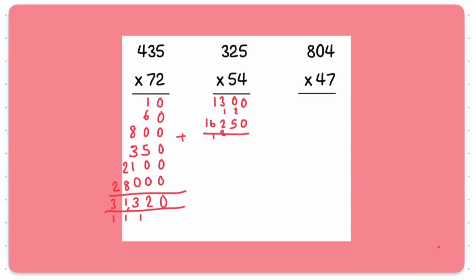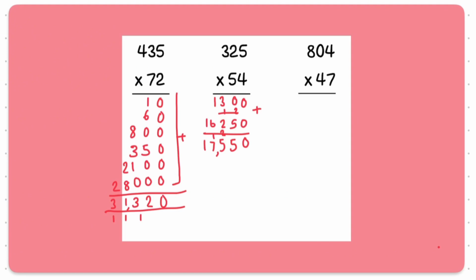And we're now going to add them all up together, and remember to cross through those so we know that we don't need to add them. 0 plus 0 is 0. 0 plus 5 is 5. 3 plus 2 is 5. 1 plus 6 is 7. 1 plus 0 is 1. So it would be 17,550.